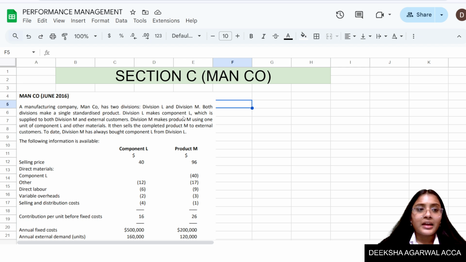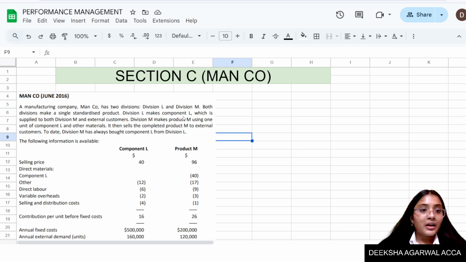So let's get started. Now, a manufacturing company, Menco, has two divisions, division L and division M. Both divisions make a single standardized product. Division L makes component L, which is supplied to both division M and external customers. Division M makes product M using one unit of component L and other materials. It then sells the completed product M to external customers. To date, Division M has always bought component L from Division L.